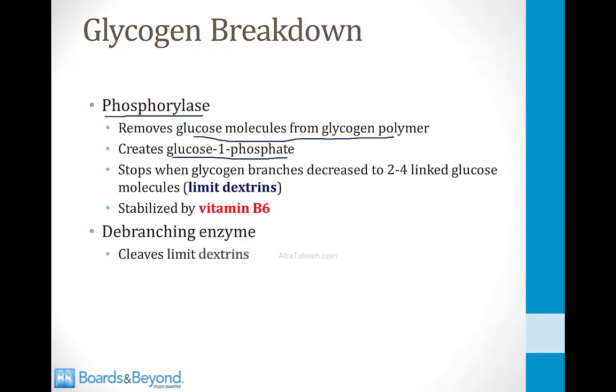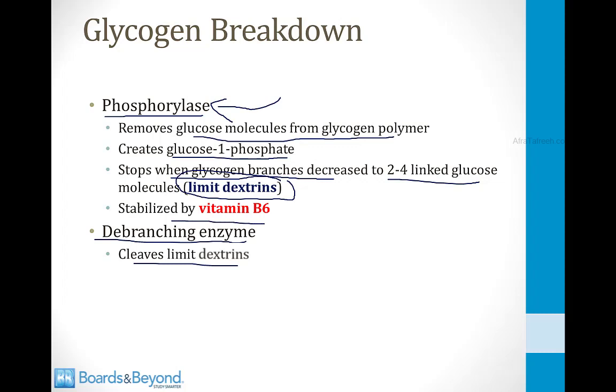The problem is glycogen phosphorylase stops when glycogen branches decrease to 2 to 4 linked glucose molecules. These are structures called limit dextrins, which I'll show you in a minute. At this point, once it's down to a small molecule of 2 to 4 glucoses and a 1,6 branch, the debranching enzyme has to cleave the limit dextrins so that phosphorylase can keep working. And then another key fact to know is that glycogen phosphorylase is stabilized by vitamin B6.